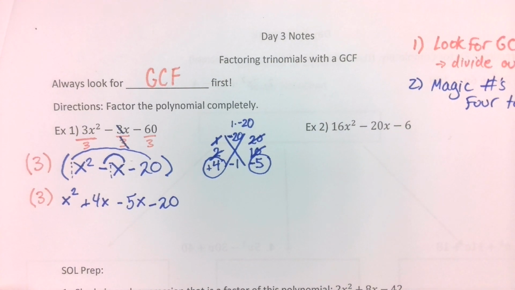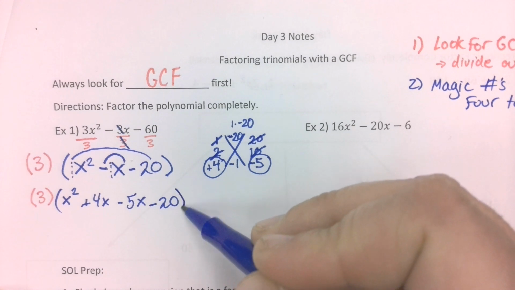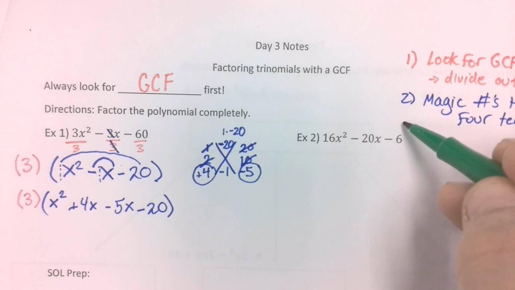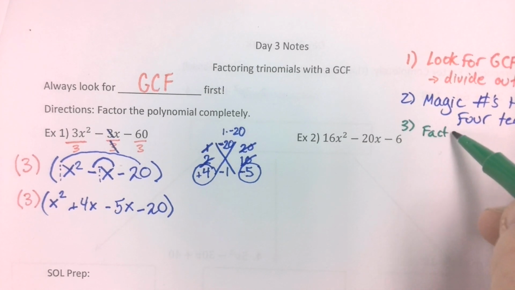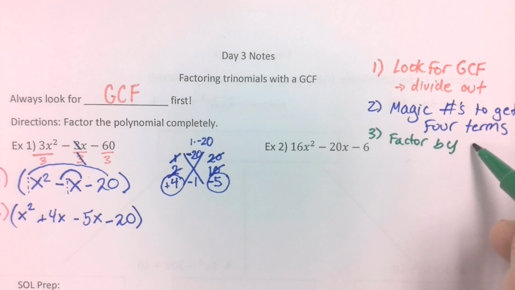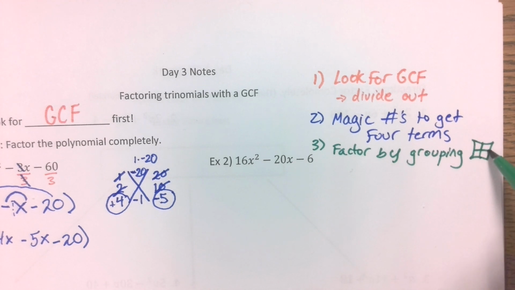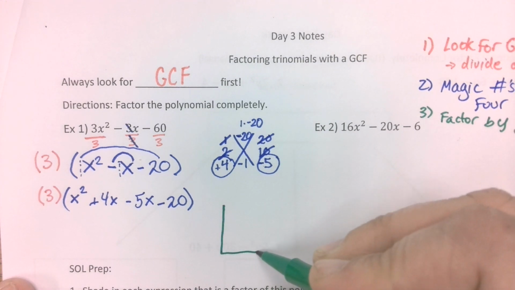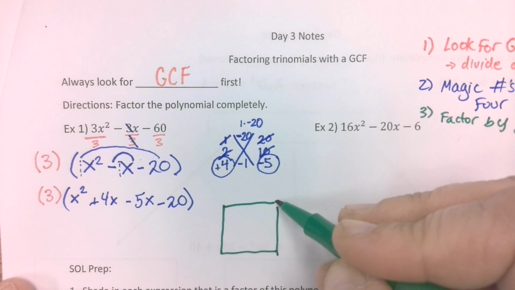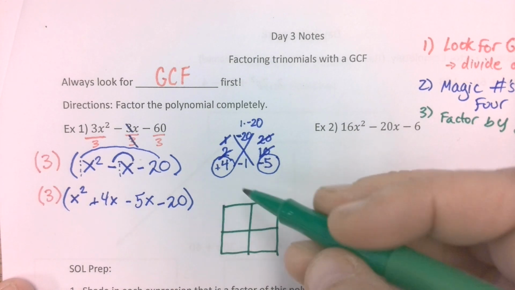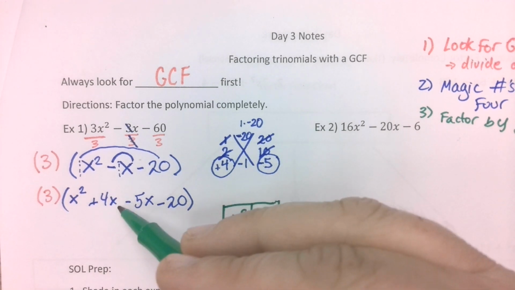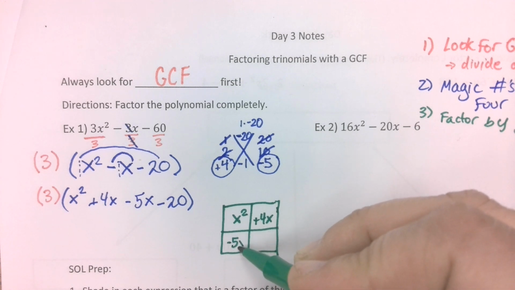Once we have 4 terms, then we can use our next step, which is to factor by grouping. I'm using a box for that, right? So now I can take my 4 terms and put them in a box to figure out what my factors are. I have x squared and plus 4x. First 2 go in the first row, second 2 go in the second row. 5x minus 20.